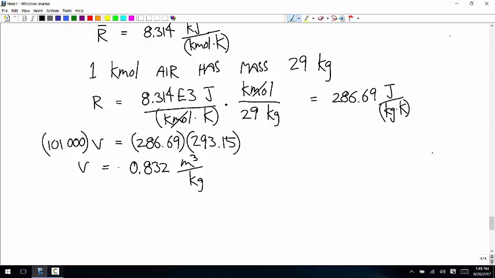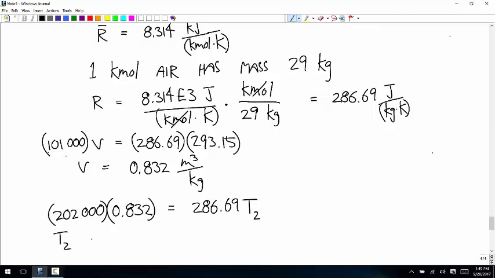And now you can put that in for state 2. The pressure at state 2 is 202,000 pascals. The volume's the same, it's fixed. That is equal to 286.69 times T2. And so T2 is 586.22.